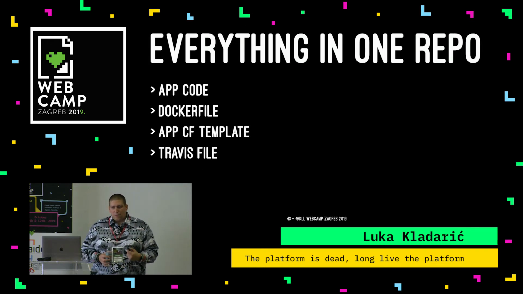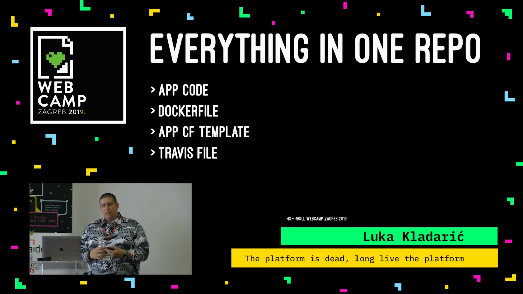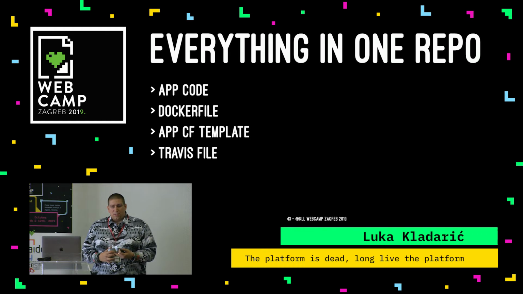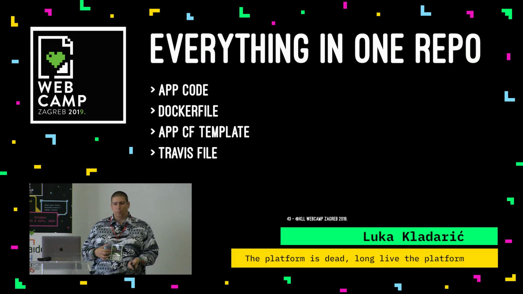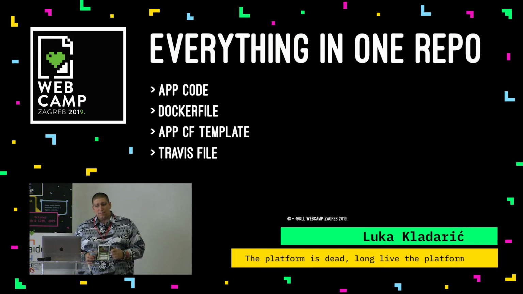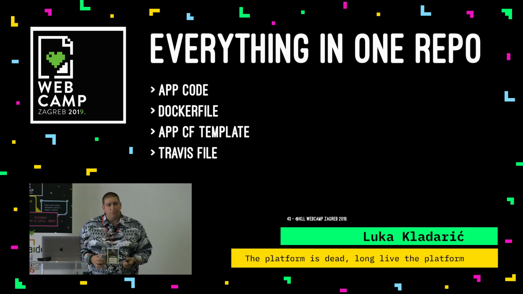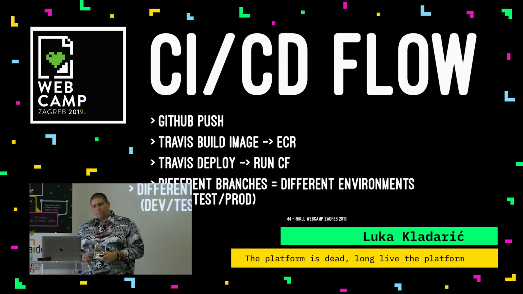So everything is in one repo. The actual application code, Python, Java, Go, whatever. The Docker file that explains how that application is built. The CloudFormation template that explains how that thing is deployed, and the Travis file that actually explains how all of those link together. Which branches are built, which branches are deployed, which branches are tested. It's easy to follow, even if you're seeing the repo for the first time. So you ask, where's application foo? You go there and you see everything.